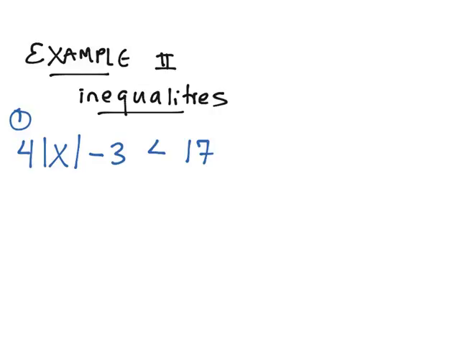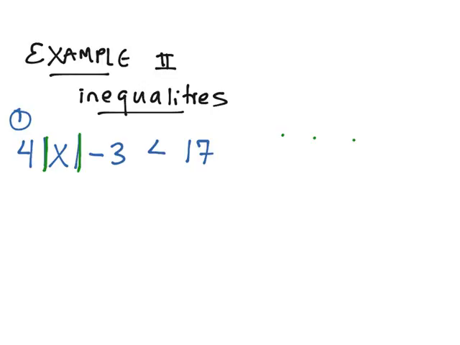Hello everyone. In this video we're going to go over some slightly more complicated examples using inequalities. Try our first inequality. We'll go over it now. 4 times the absolute value of x minus 3 is less than 17.